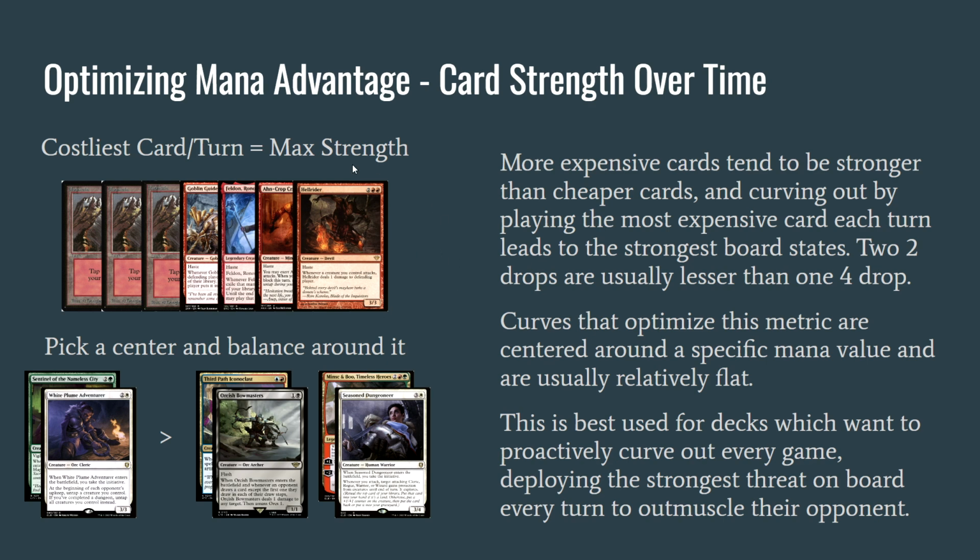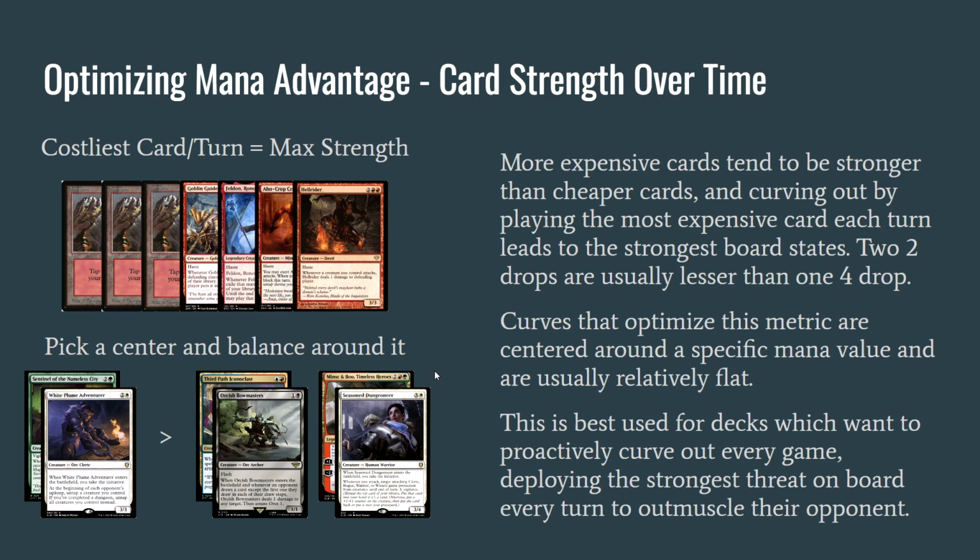So if you say, I'm going to focus around 3-drops, I'm going to have the most 3s, and then I'm going to have a few less 2s. I'm going to have less 2s than 3s, but not that much less. I'm going to have less 4s than 3s, but not that many fewer 4s. And then I'm going to have a lot fewer 1s, a lot fewer 5s.